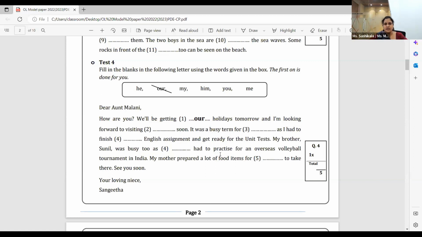So I think this is a very easy grammar question. You have to use 5 words in these blanks. And yeah, shall I read it once again for you?